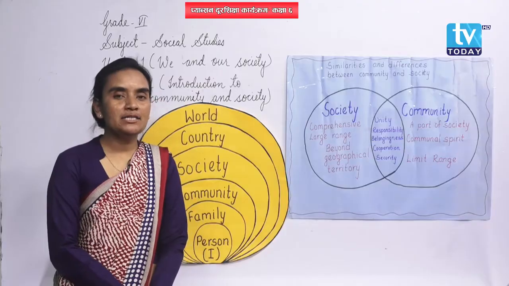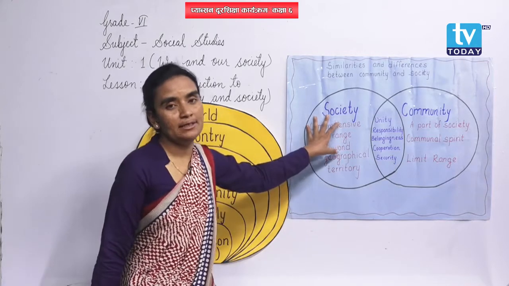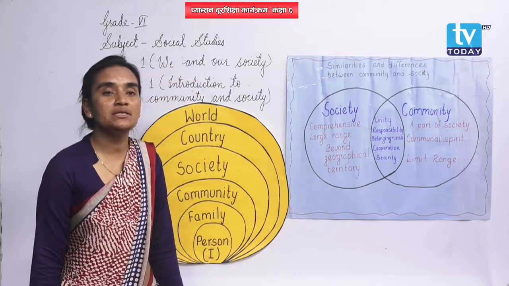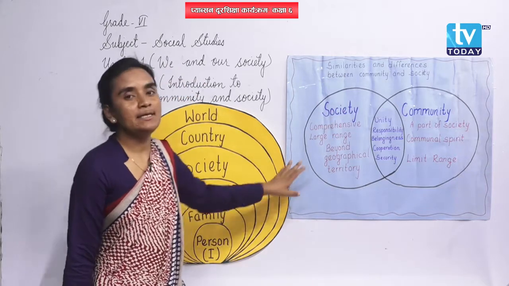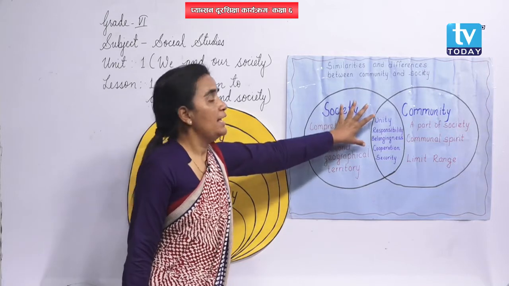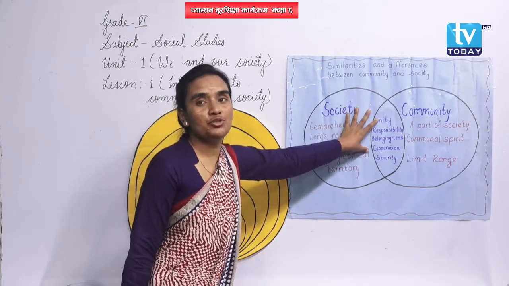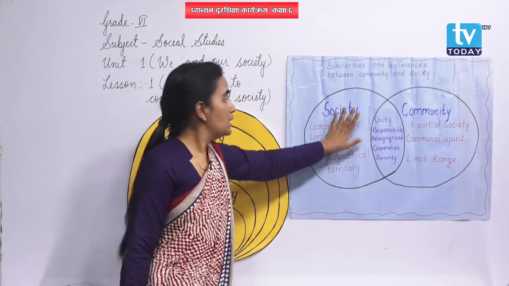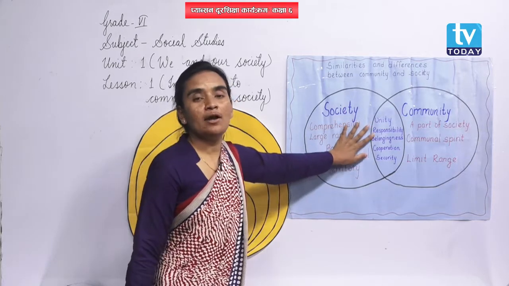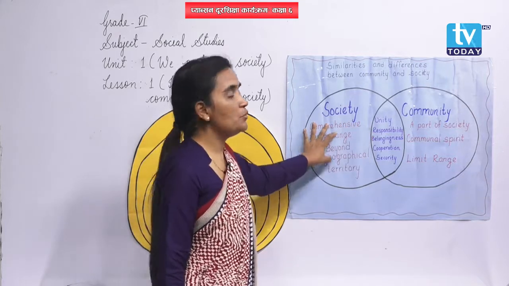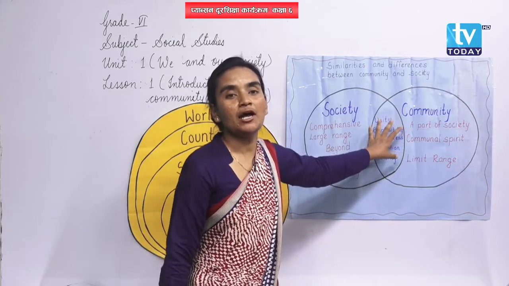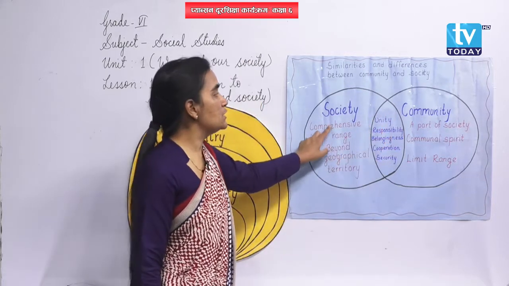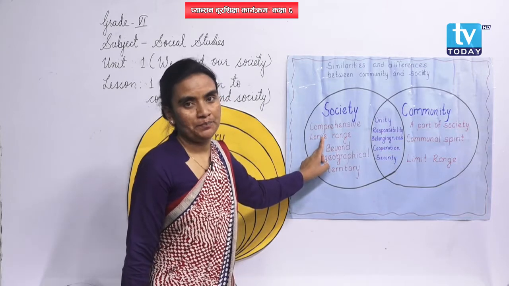So now I just want to take you to the chart here. Here I have mentioned the similarities and differences of community and society. It's demonstrated in a Venn diagram. The similar parts are mentioned there, and the different features are also mentioned there. Now let me go to the salient features of society at first.